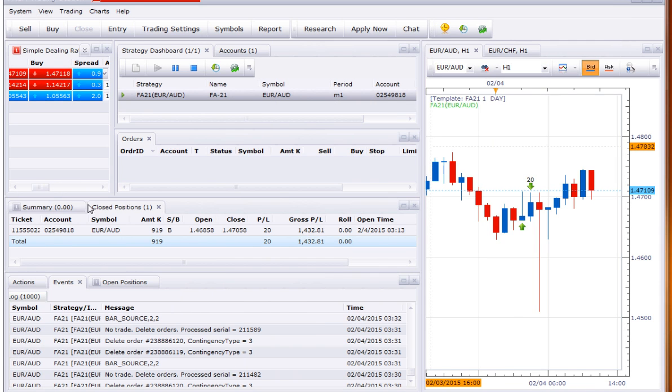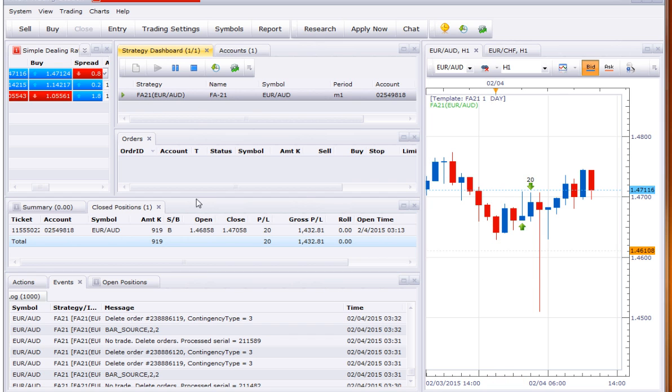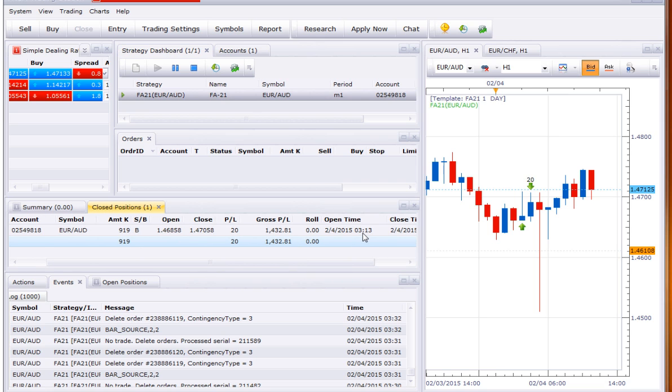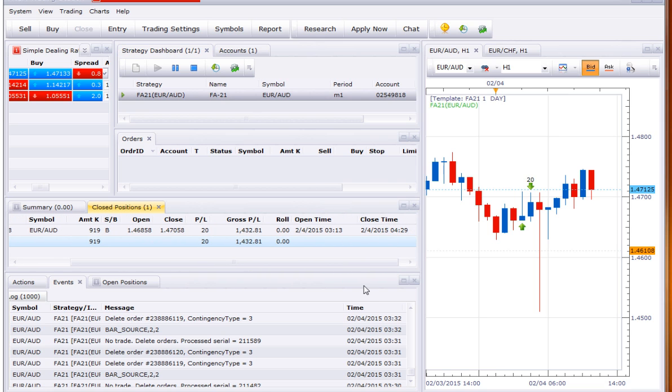So let's take a look at this. Again, it's strategies activated. Let's just take a look real quick. Here's a trade that executed at 3:13 a.m. and closed out at 4:29. Let me show you in the events window.